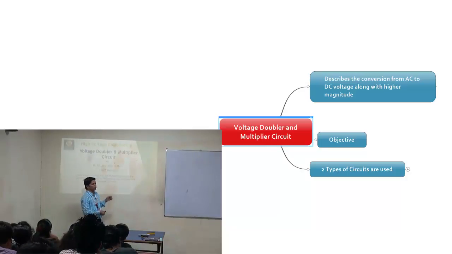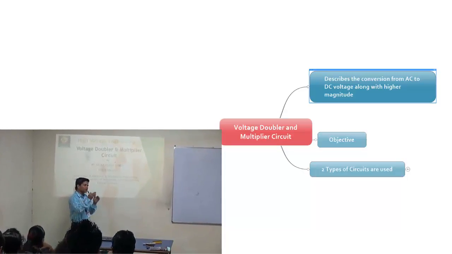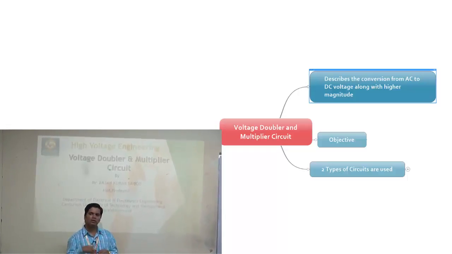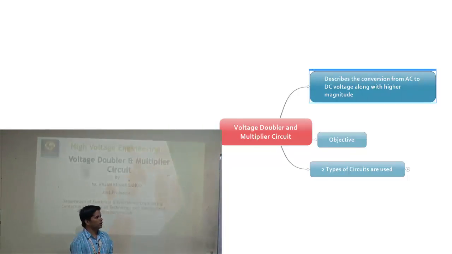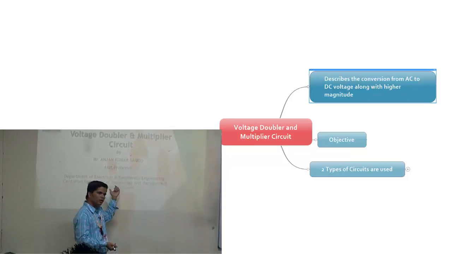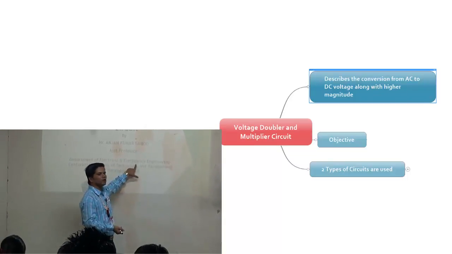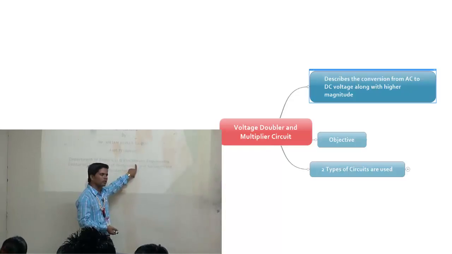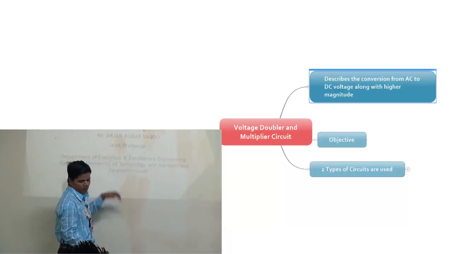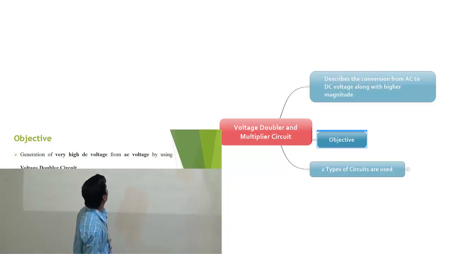But today, through this topic, you will come to know how we make the conversion from AC to DC voltage, along with a higher magnitude. Means just the double of the input voltage, along with some multiple of the input voltage whatever we are feeding at the primary side. Okay, so these are our main objectives.